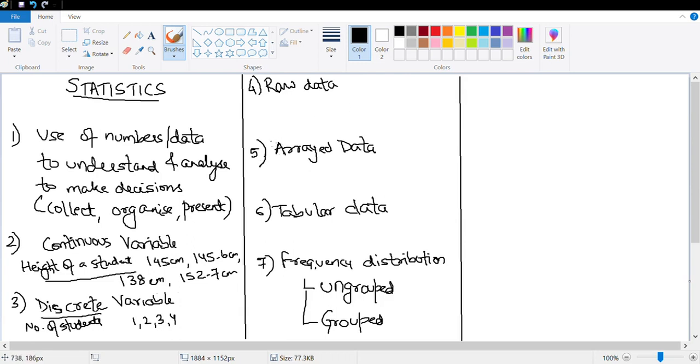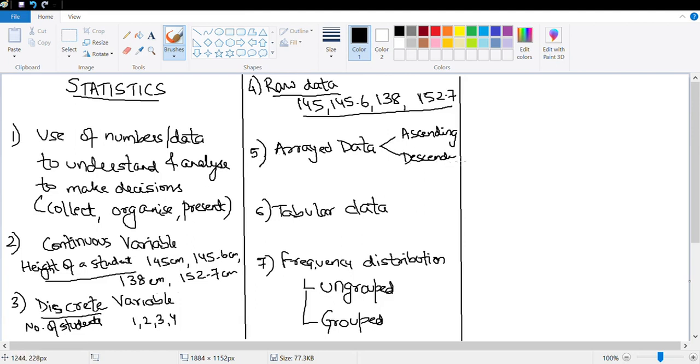Next is raw data. Now data like what I presented in part 2, which is in no form, which means it can have lower value, higher value, mixed. So this is 145, then I increase it to 145.6, then it reduced to 138, then it increased to 152.7. This data, which is in the basic form, the way it is collected, is known as raw data. As soon as you arrange it in either an ascending order or a descending order, so in some form of order, then you get arrayed data. ARRAYED, arrayed data, which is basically arranged in ascending or descending order.